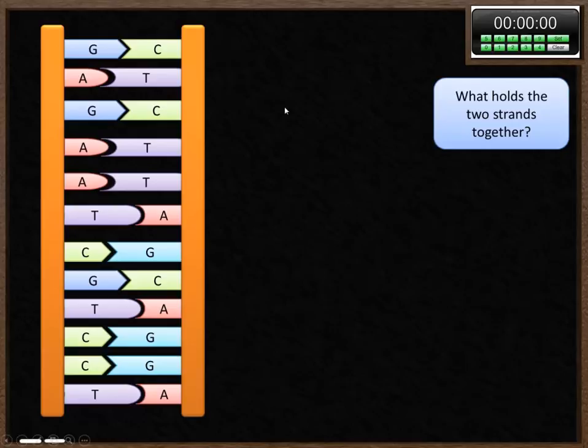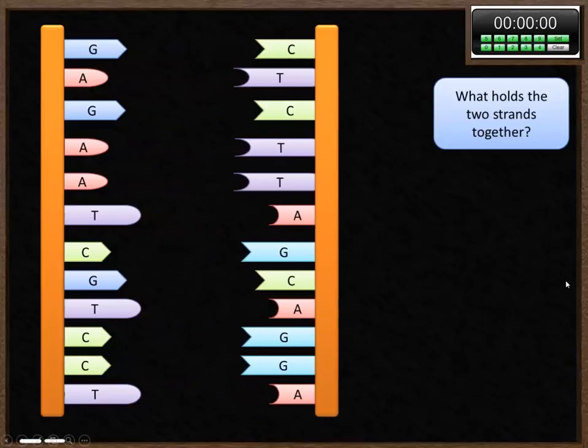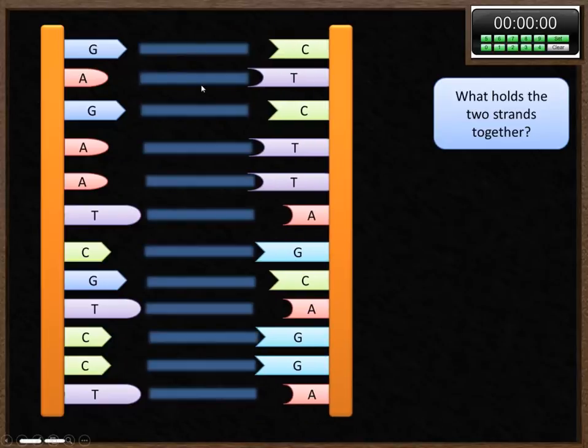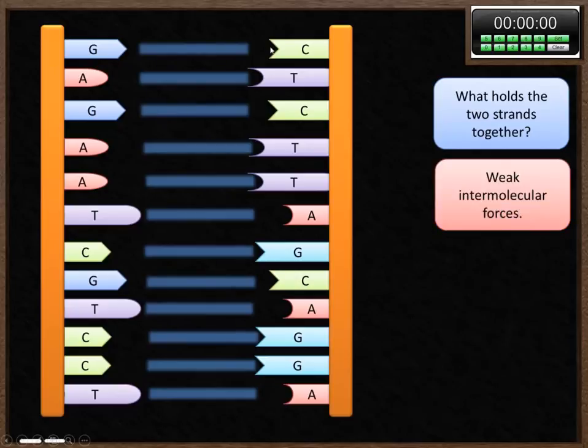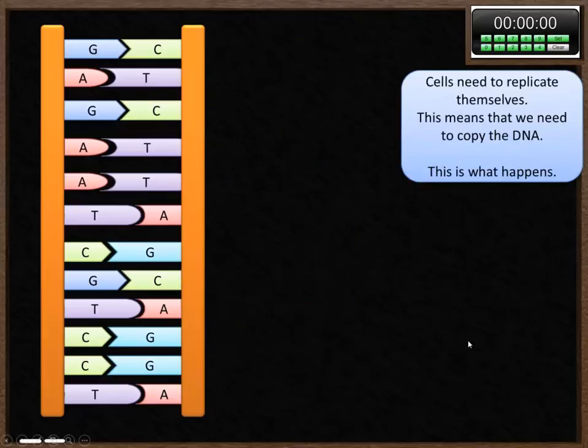So here's our first strand of DNA that we're going to copy, and we're going to start off by thinking about what holds those two strands together. The two strands are held together by these things here, and they are weak intermolecular forces that hold these bases together. They're not particularly strong, and it's quite easy for the two strands of DNA to split and move apart.